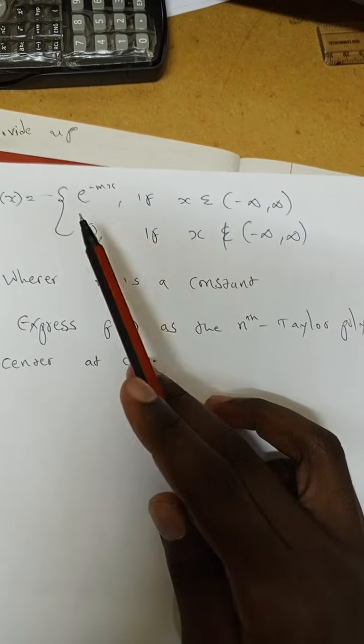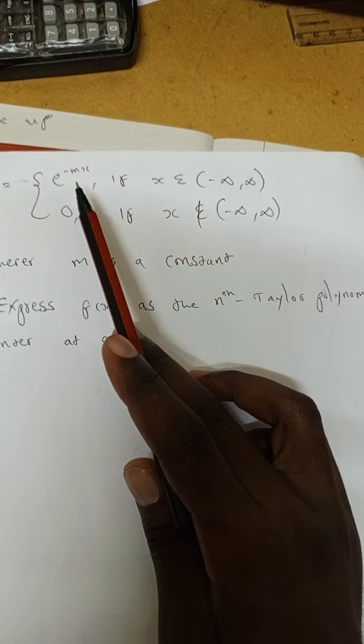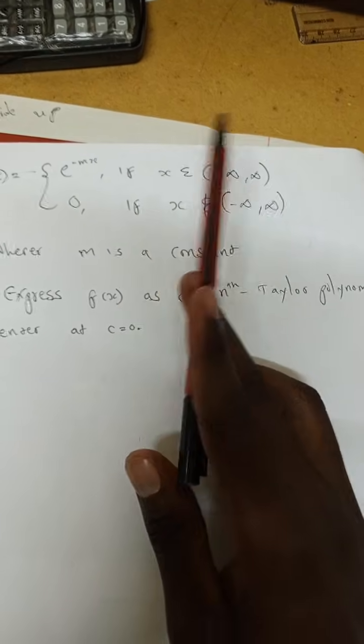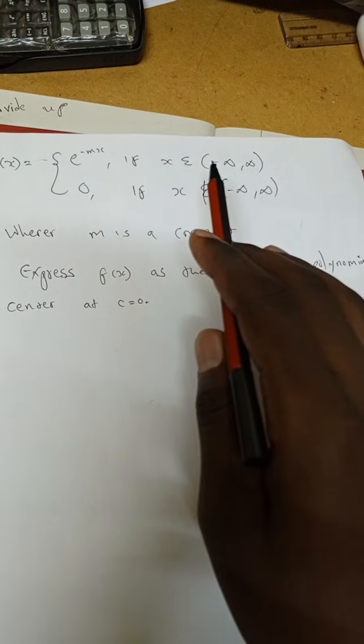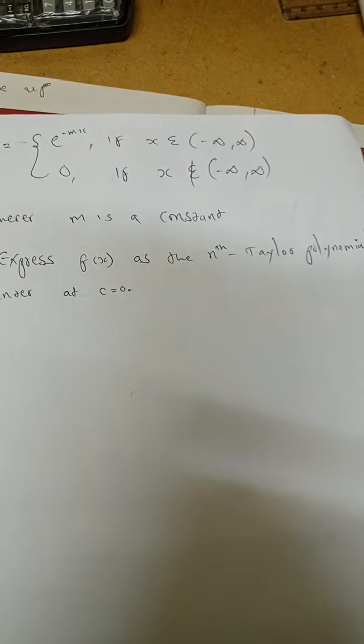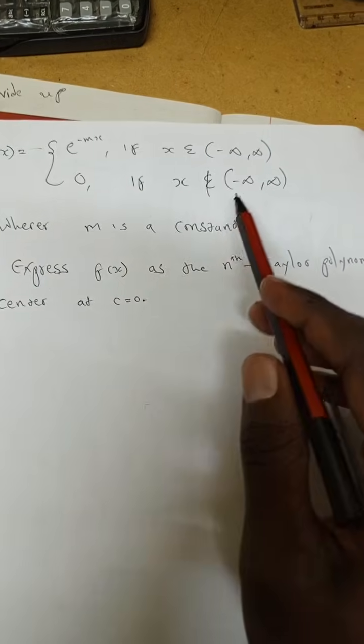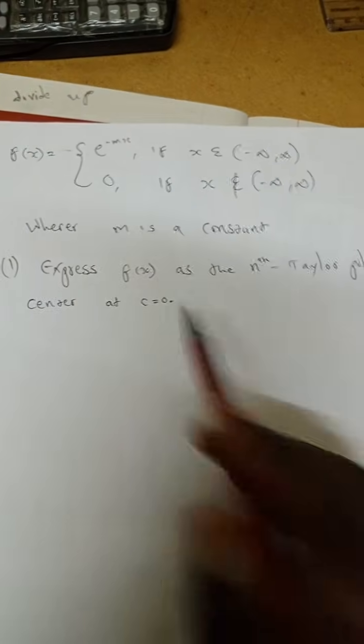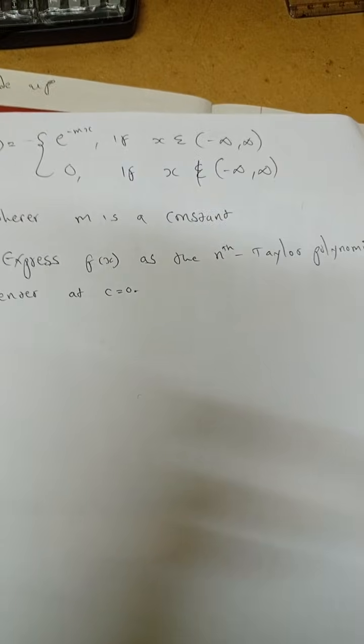It said f of x is equivalent to exponent negative mx if x is defined as a member between negative infinity to infinity, but the same function is 0 if it's not within this range, isn't it? Yeah. So where m is a constant, m can be any number. It can be 2, it can be 4, it can be anything.